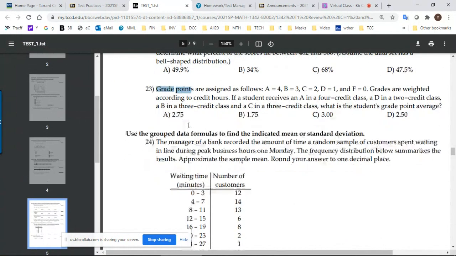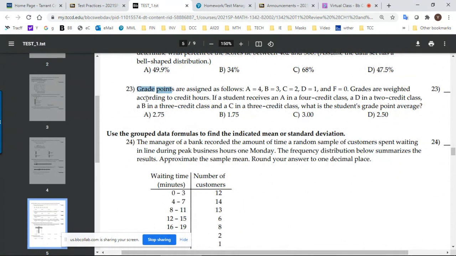All right. Now a little bit on the weighted mean, which is like 23. Grade points are assigned as follows. This is kind of like our college GPA. If you got A, you got 4 points. Got B, you got 3 points. C, you got 2 points. D, you got 1 point. If you got F, that's 0, right?